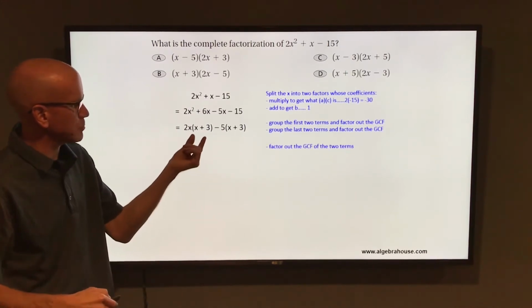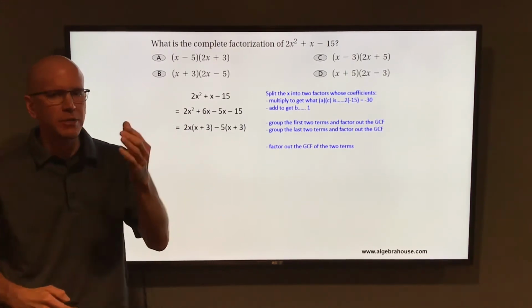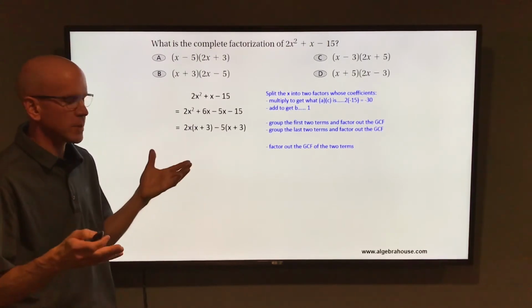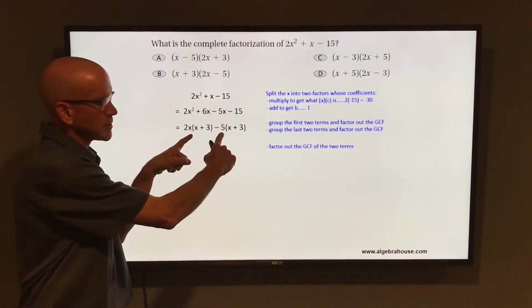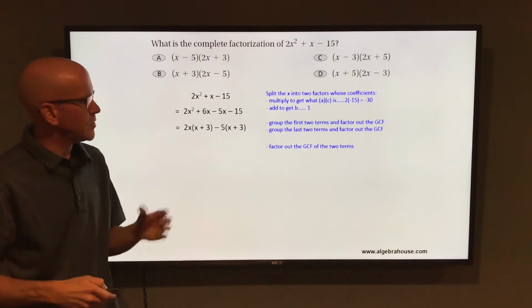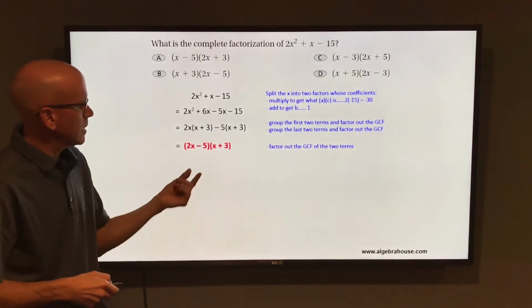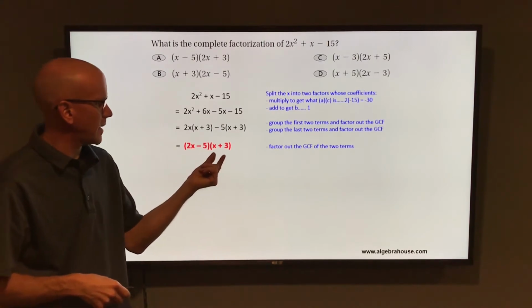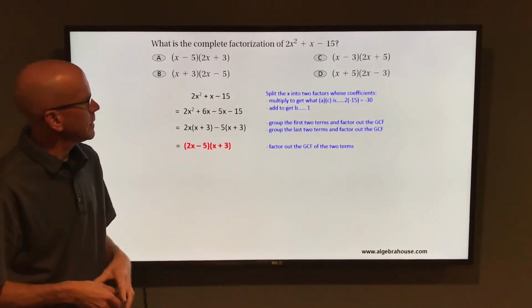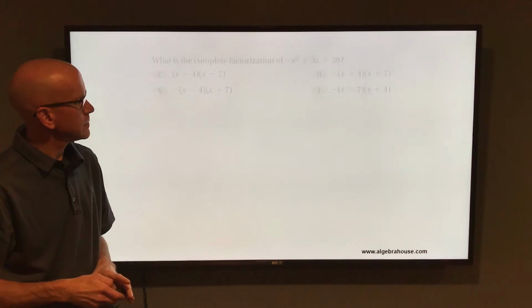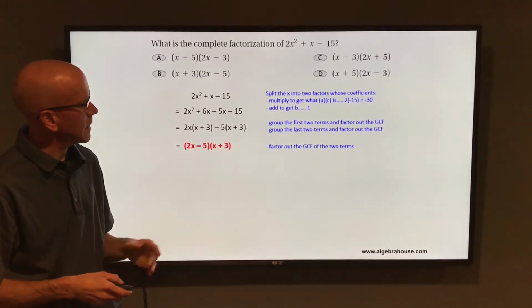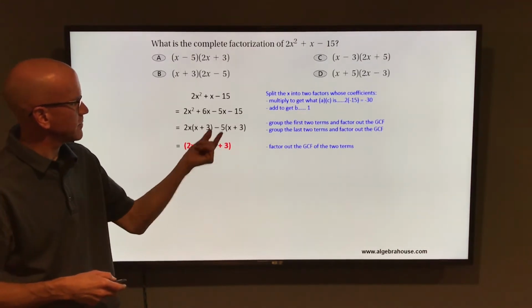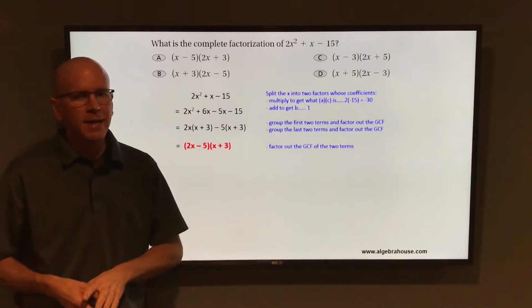So if you take that x plus 3 out of those last two terms, imagine erasing it with your eraser, what are you going to be left with? You're going to be left with this 2x minus 5. So if you take that x plus 3 out, you're left with 2x minus 5, and those are the two binomials. 2x minus 5 times x plus 3. Looking at the answers up here, 2x minus 5 times x plus 3, that is letter B.